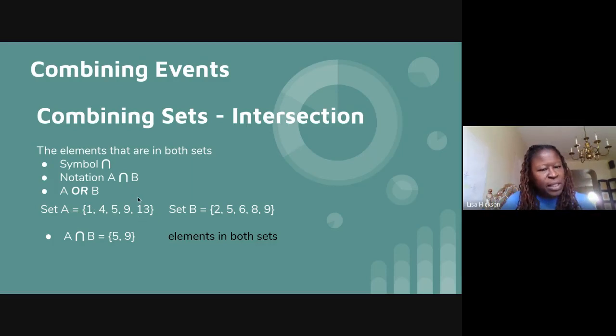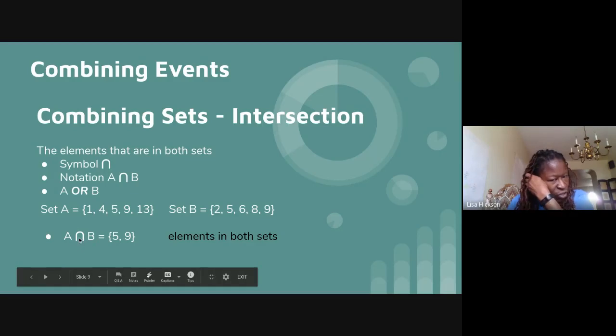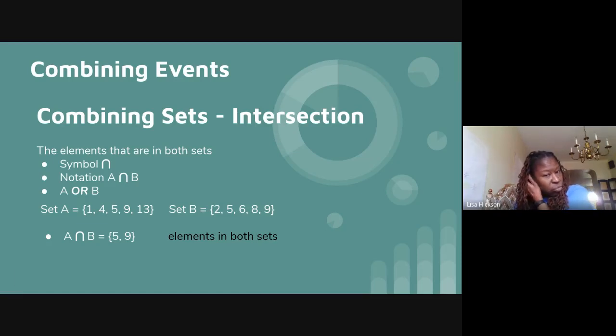So again, staying with the same sets, set A, 1, 4, 5, 9, 13, and set B, 2, 5, 6, 8, 9. A intersection B. These two are in A. The same two are in B. So the set created by their intersection has these two elements. So for the intersection, the elements must be in both sets or all sets. Make sense? Kind of, sort of. Okay.